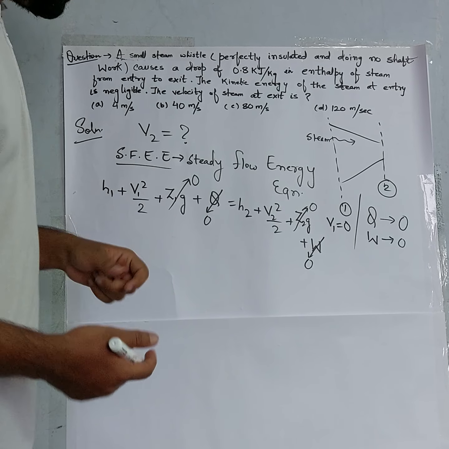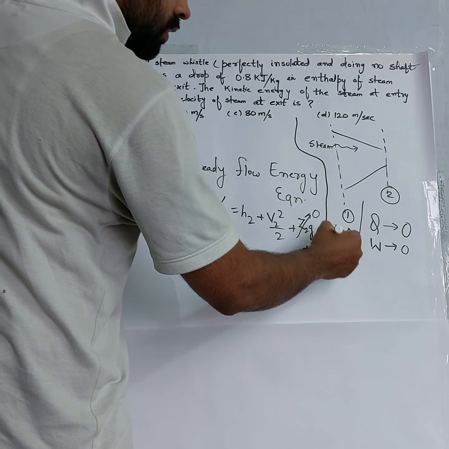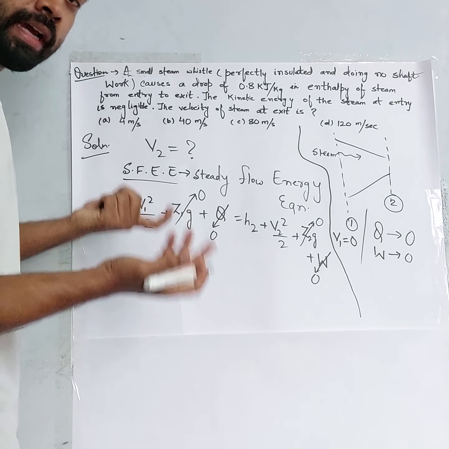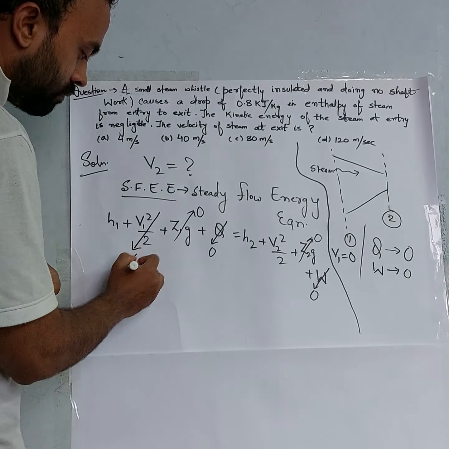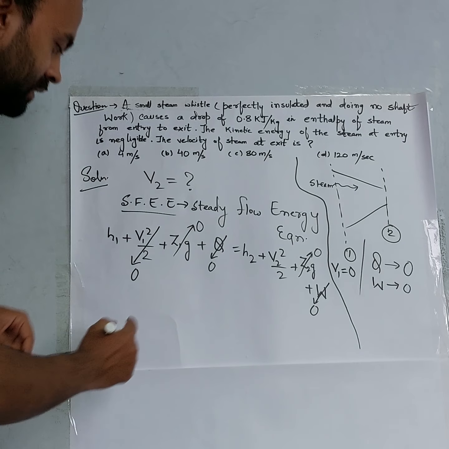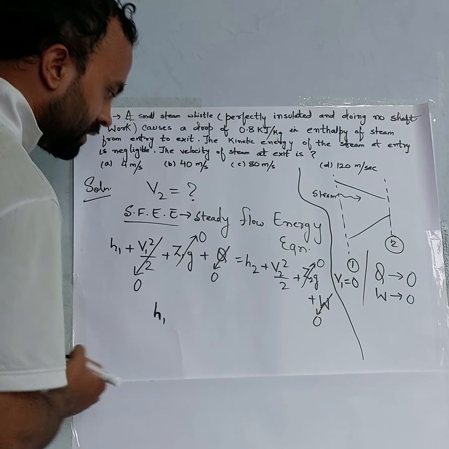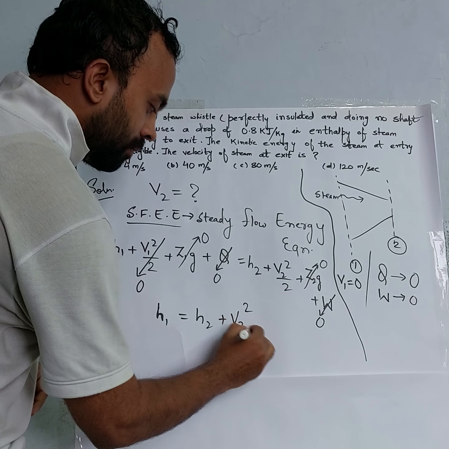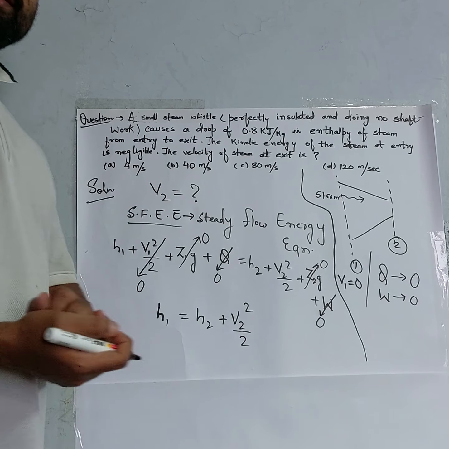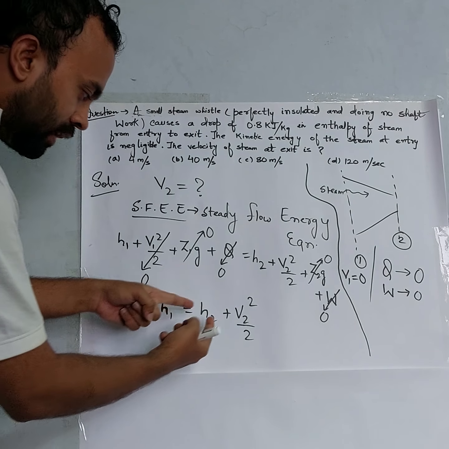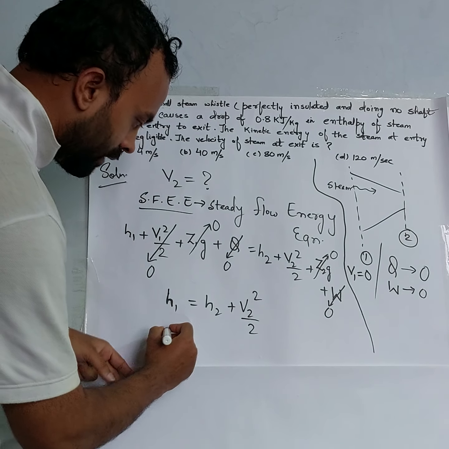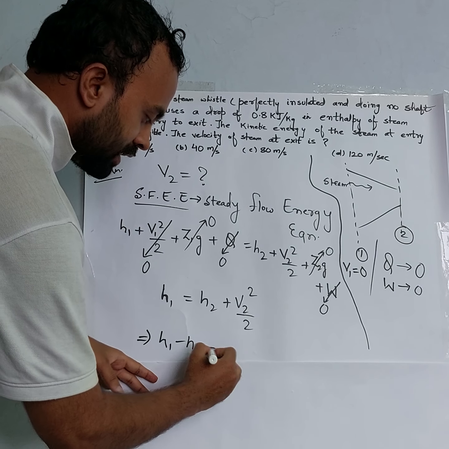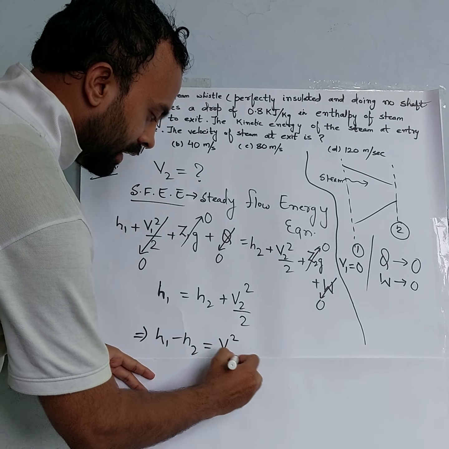If V1 is 0, then 0 by 2 is again 0, so this is also gone. What is left? H1 is left, H2 is left, and V2 square by 2 is left. Only these three things. Put the values and you'll get the answer. We'll shift this H2 to this side: H1 minus H2 is equal to V2 square by 2.